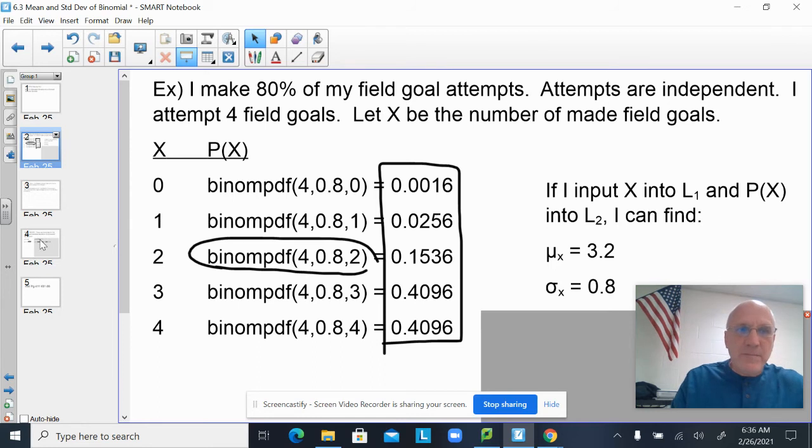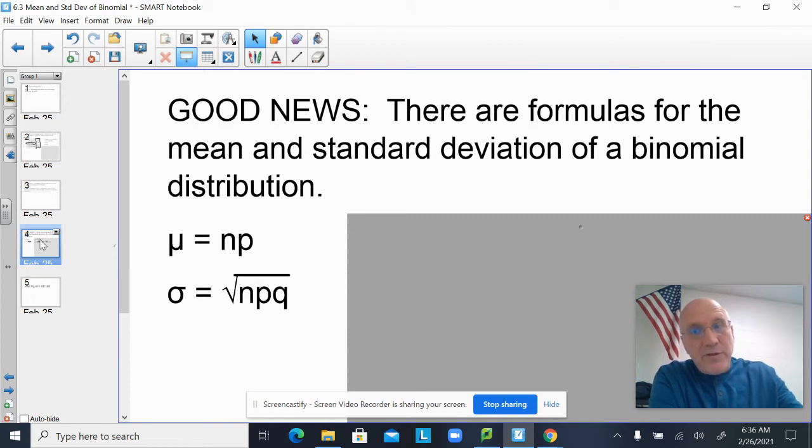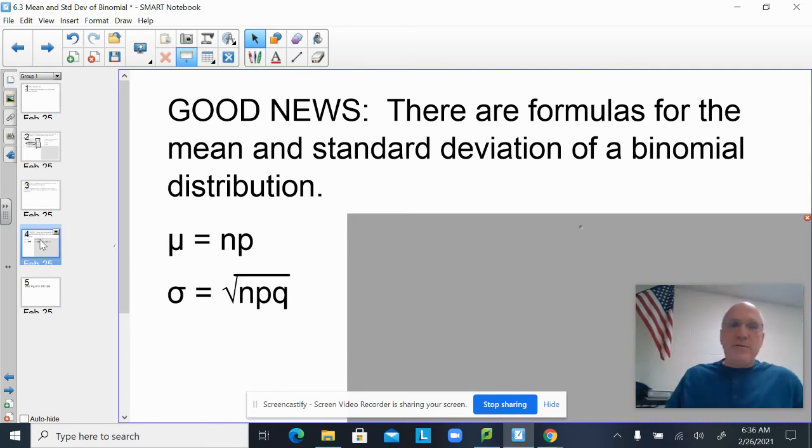So here are the formulas. These formulas are given to you on the AP test. You don't have to memorize them. You have to recognize them and know how to use them. And more importantly, know when to use them, which is when it's a binomial random variable. It doesn't work for other random variables. So good news: there are formulas for the mean and standard deviation of a binomial distribution.